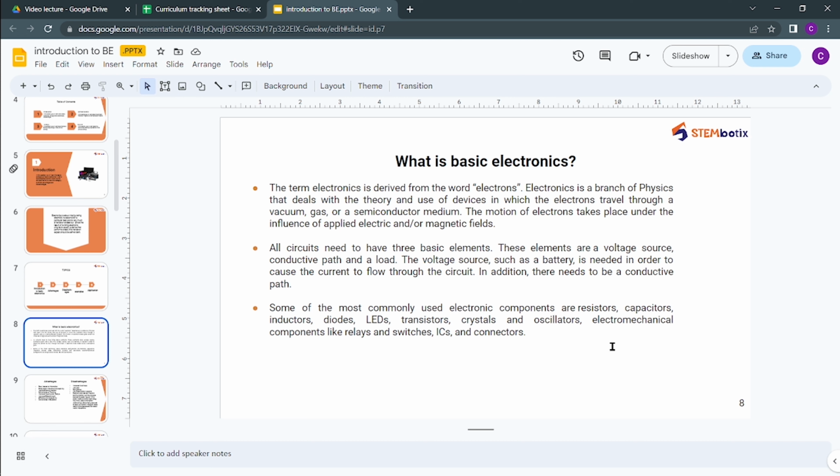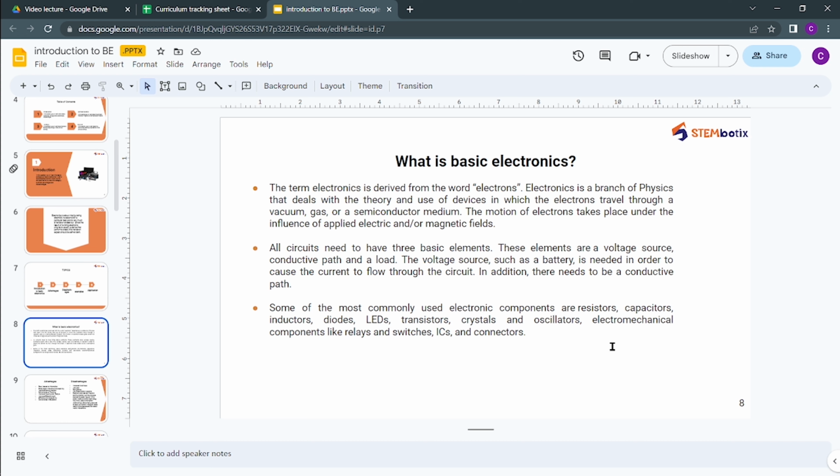Through a voltage source you'll provide a current, and through the conducting path that current will flow to the device which you want to turn on. For example, you want to turn on an LED, so the LED will be your load. The jumper wires or cable you are connecting would be your conducting path, and a battery, for example, which you are using to provide current or voltage, is your voltage source.